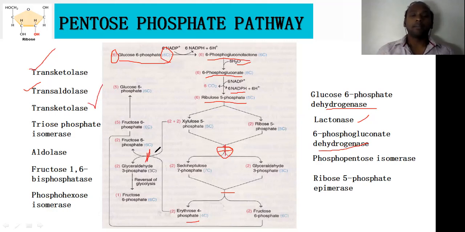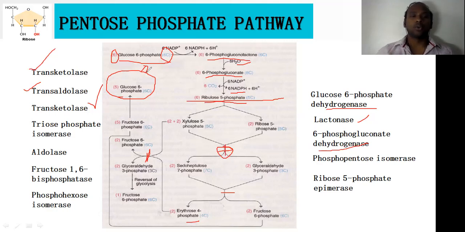The part up to here is the oxidative phase, as we discussed in the previous slide, and the rest is the non-oxidative phase, where the importance of the non-oxidative phase is to produce glucose 6-phosphate. Clear? Glucose 6-phosphate is produced at the end of the non-oxidative phase, and this level is maintained, and it can again go into the pentose phosphate pathway.